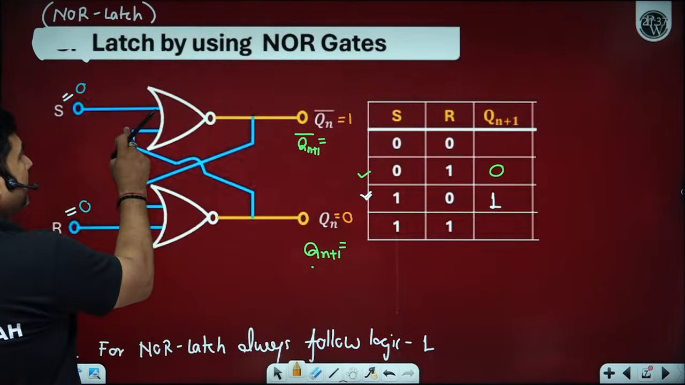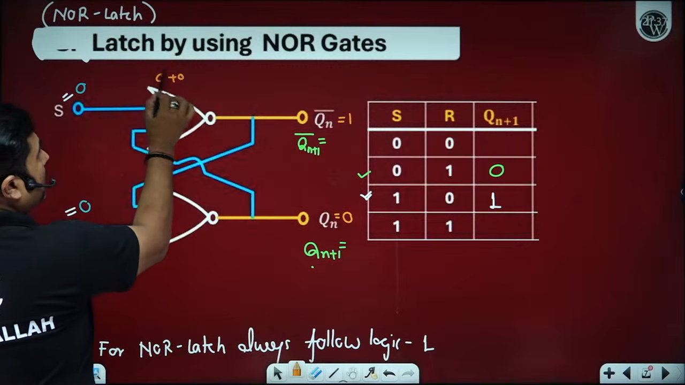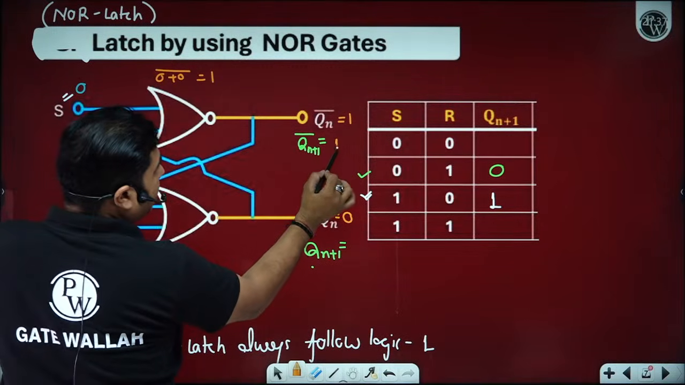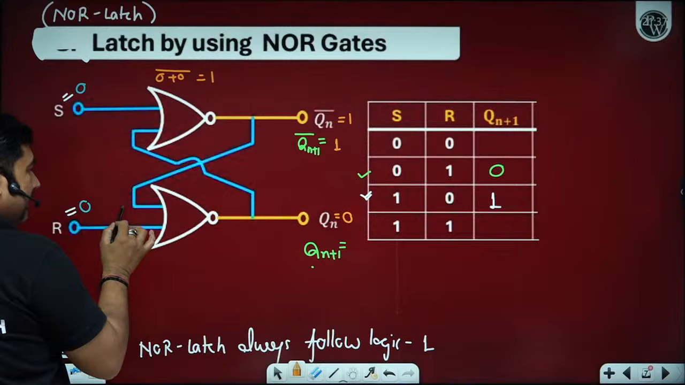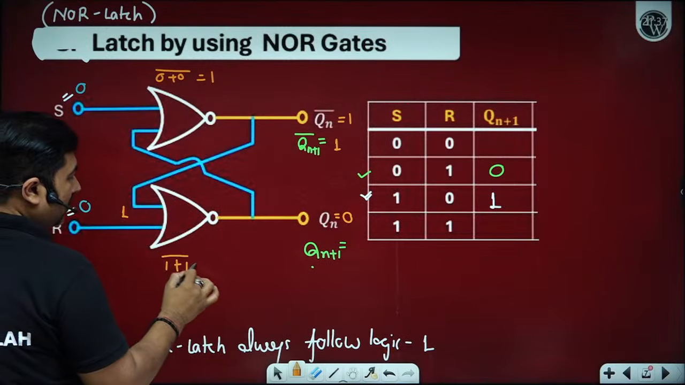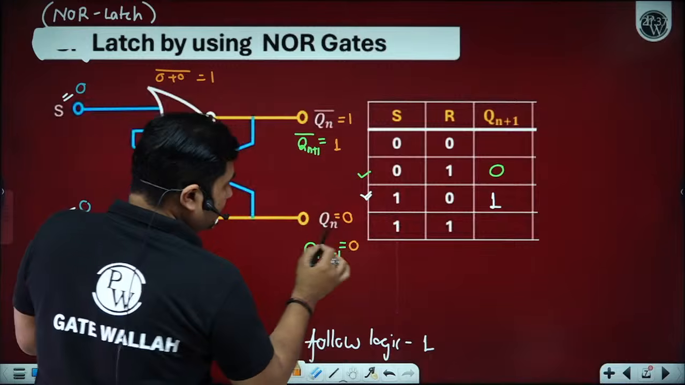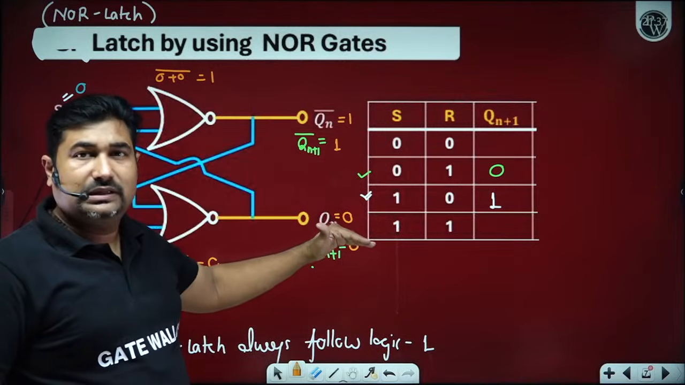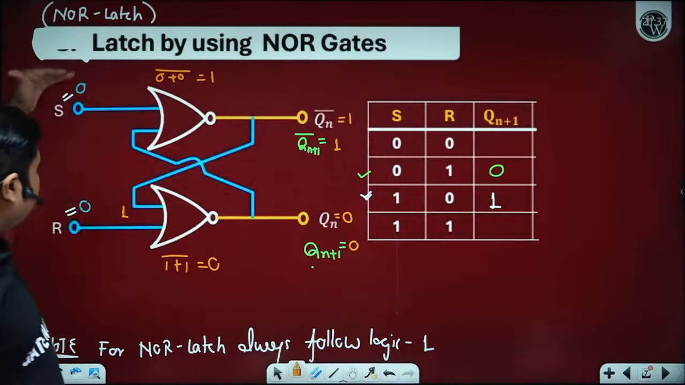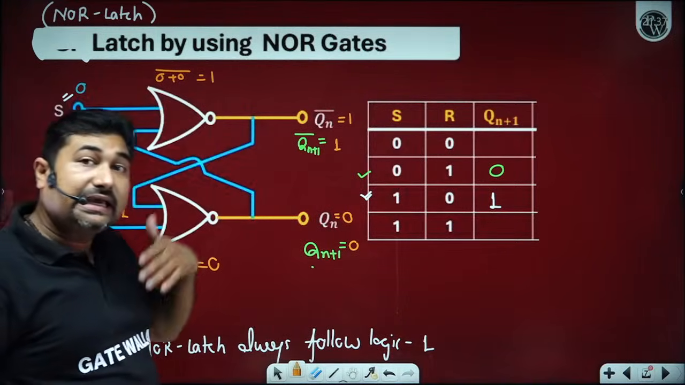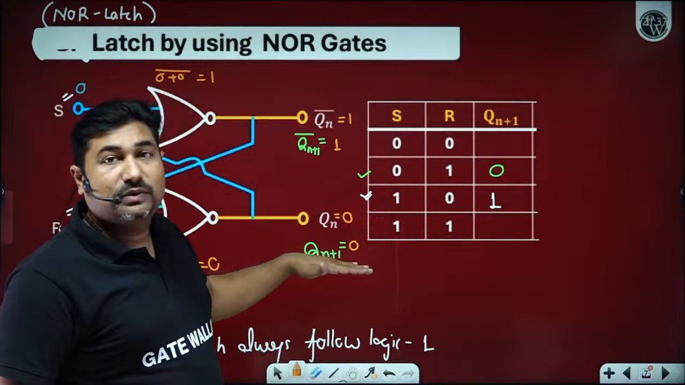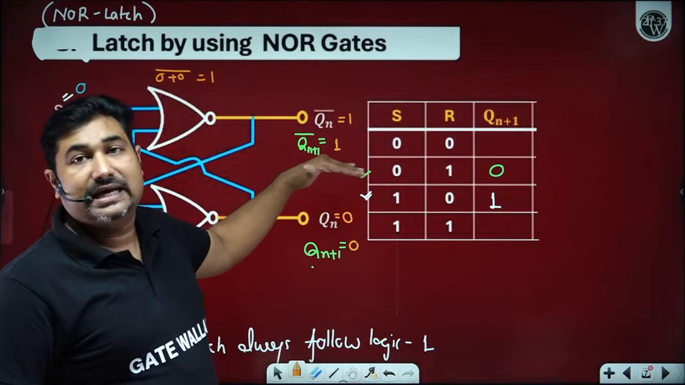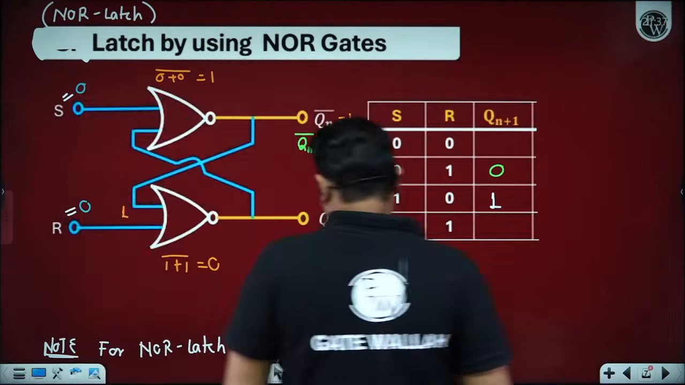This 0 will come here. 0 plus 0, complement will become 1. So you will get 1 again. And 1 will come here. 1 plus 1, its complement will become 0. So you are getting 0 again. So if we have previously 1, 0, then for input S equals 0, R equals 0, we are again getting Qn plus 1 as 0 and Qn plus 1 bar as logic level 1. Is it okay? Yes, sir.